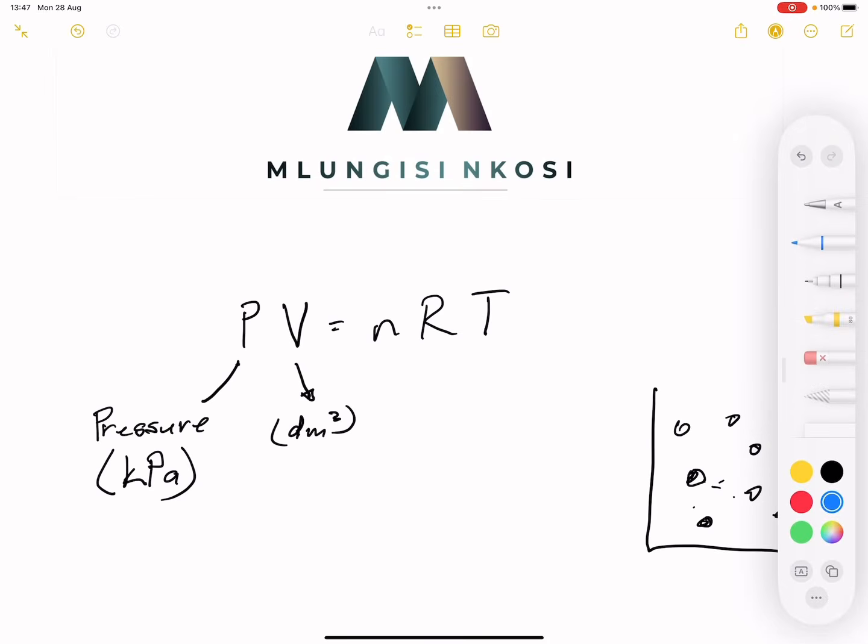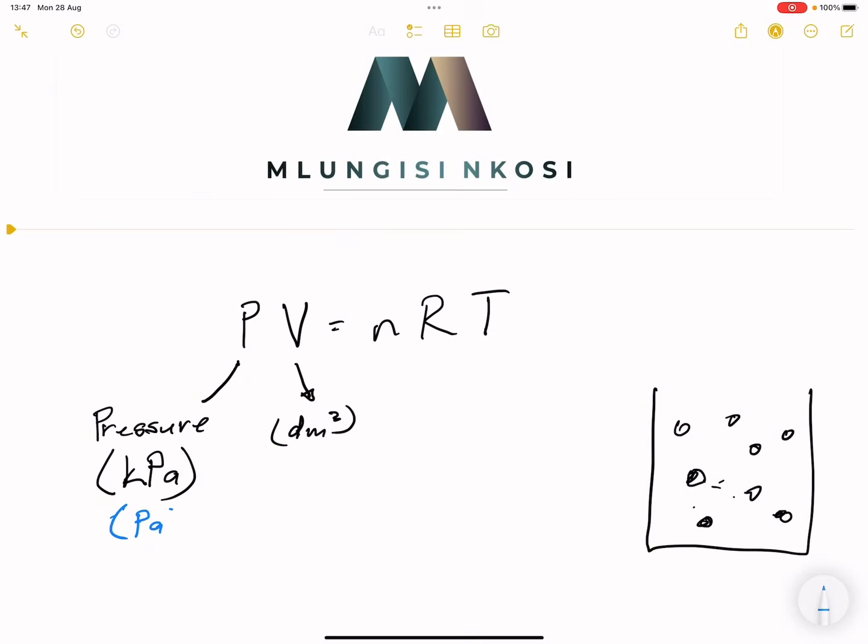If it should ever happen that you have the pressure in pascals, then the volume must be in cubic meters. To convert from cubic decimeters to meters cubed, you divide by 1,000. To convert from kilopascals to pascals, on the other hand, you multiply by 1,000. So please keep in mind: when pressure is in kilopascals, your volume should be in cubic decimeters, and if your pressure is in pascals, then your volume should be in meters cubed.